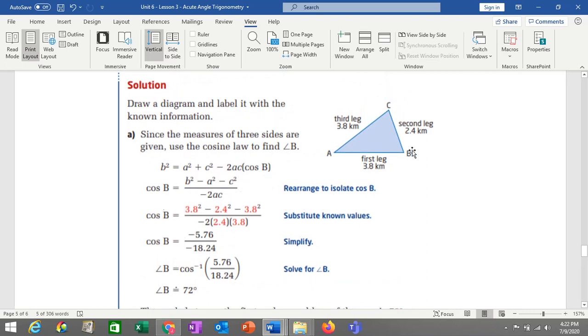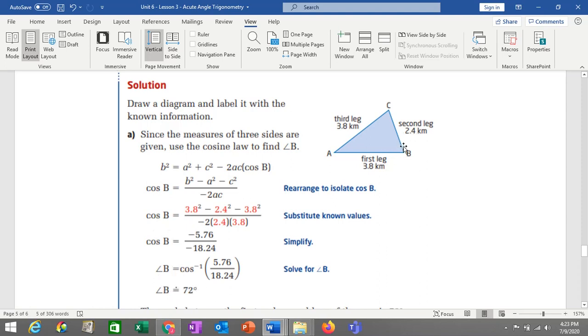Again, if that's the angle that you're looking for, then the first thing in there, the thing that was by itself, is going to be the opposite side squared. Subtract the other two sides squared. And then you divide by negative 2 times these two sides again. Okay, so that gives us cos B is equal to this. And we want to undo the cos, so we use arc cos, and that gives us angle B. So angle B is 72 degrees.